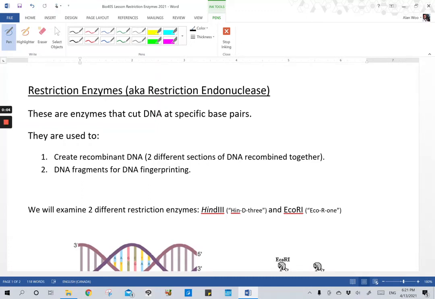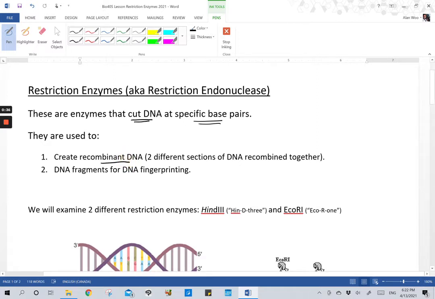Hey there, humans! In today's class, we're going to look at restriction enzymes. You can also call them restriction endonuclease. Now, these enzymes have one very specific function, and their function is to cut DNA. When they cut DNA, they look for very specific base pair sequences. We'll take a look at that in a couple of minutes, but the reason why we use restriction enzymes is to create recombinant DNA.